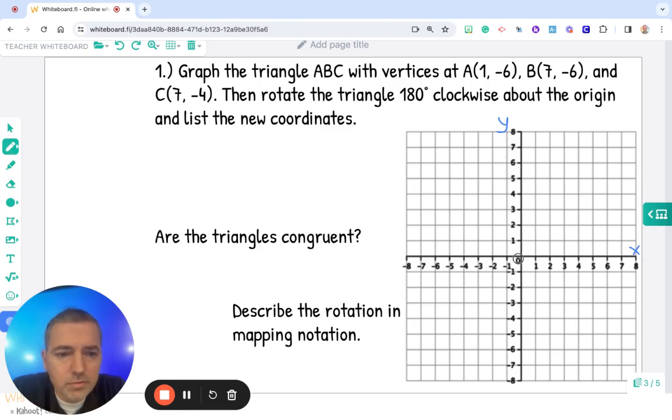So (1, -6). Right 1 from the origin, down 6. (1, -6) is right there. (7, -6). Right 7, down 6. (7, -4). Right 7, down 4. So there's my triangle. Let's label it. So we got A, B, C.